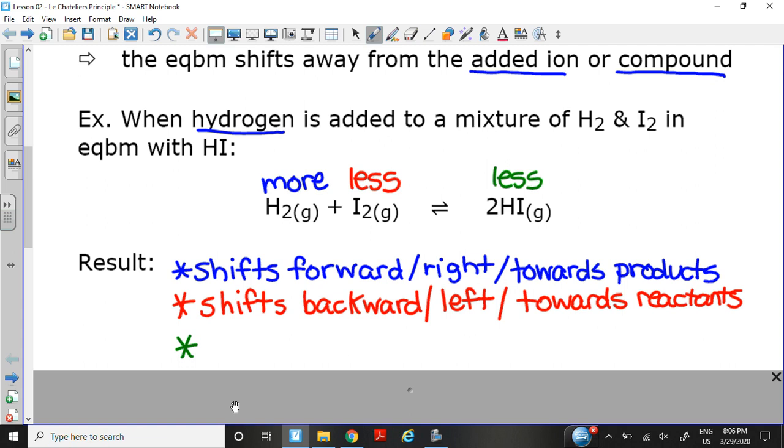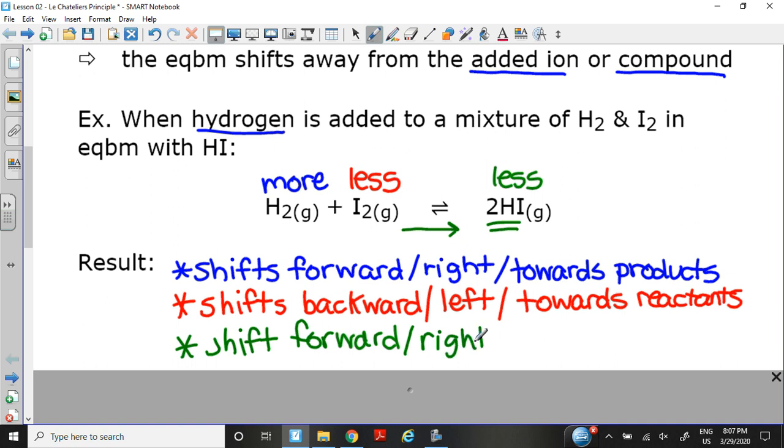Here, since we have less hydrogen iodide, the equilibrium's not happy. It's going to want to replace some of this. If we remove it, the only way to replace it is to react our hydrogen and iodide to make more hydrogen iodide. So here, we're going to have a shift forwards. Or you could say again to the right, or towards your products.